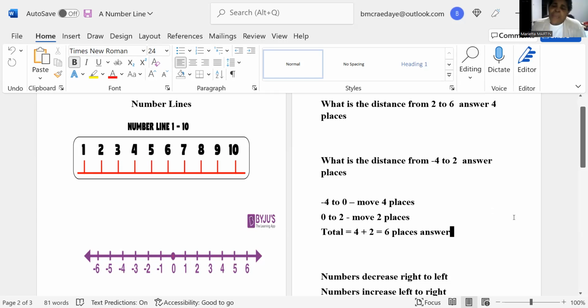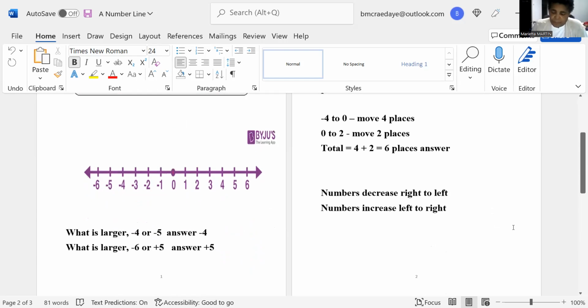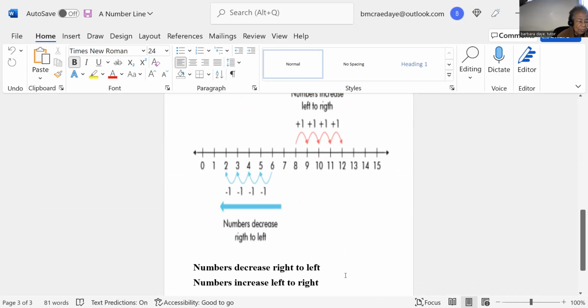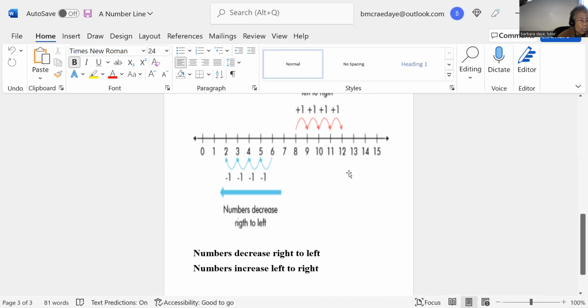Got it? Okay. So now let's just look at it. We said on the number line, decrease from right to left, increase from left to right. So what you have here is showing you when you go from a 6 to a 5, that's a -1 difference, right? 6 minus 5, you move one place to the left. So decrease right to left and increase from left to right. So now this one is bigger. It has more numbers.